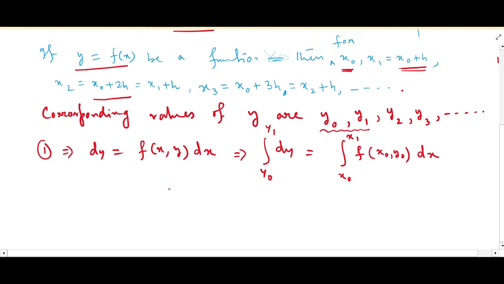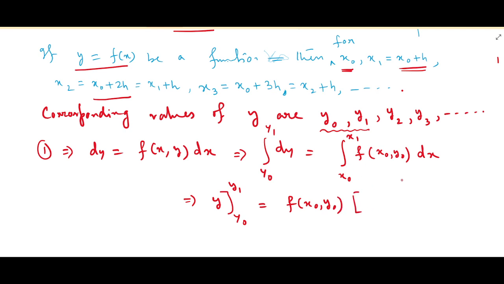It's a very simple integration. We all know what the integral of dy is. Integration of dy is y between the limits y0 to y1. And on the right hand side, f of x0 comma y0 is a constant term, so let us take it outside. Then we are left with the integral of dx. Integration of dx is x between the limits x0 to x1. Now let us put the limits, upper limit minus lower limit: f of x0 comma y0, and then x1 minus x0.